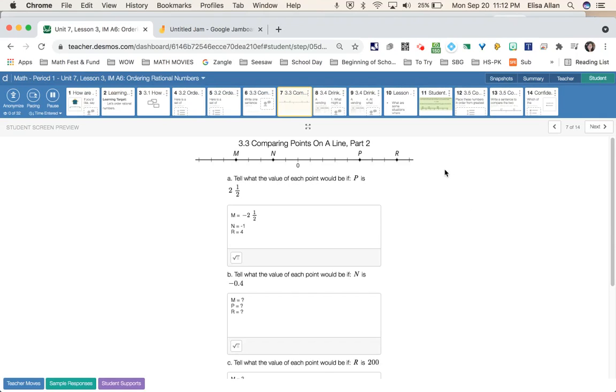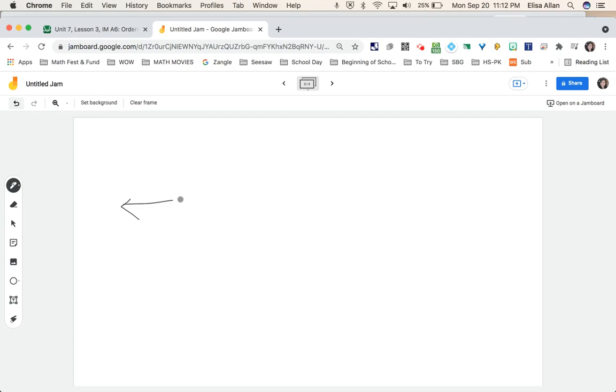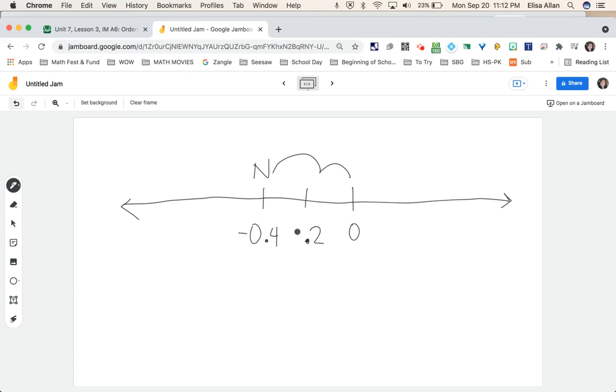Continuing to look through this, I have here to tell what the value of each point would be if n is -0.4. So here, n is 2 tick marks away from 0, so I'm going to start with that. And on my Jamboard, I'm going to start by drawing a number line or sketching one out. I'm looking at the negative, so I'll go ahead and put 0 here. And again, n is 2 tick marks away. And so it said that this is going to be -0.4. And so here I am 2 away from it. So I'm going to take 0.4 and divide it into those 2 jumps. In this case, it would give me a 0.2 of a jump each time. But this is to the left of 0, so I do know that this is going to be -0.2 for every jump. So I'm going to use this information to help me figure out the rest.